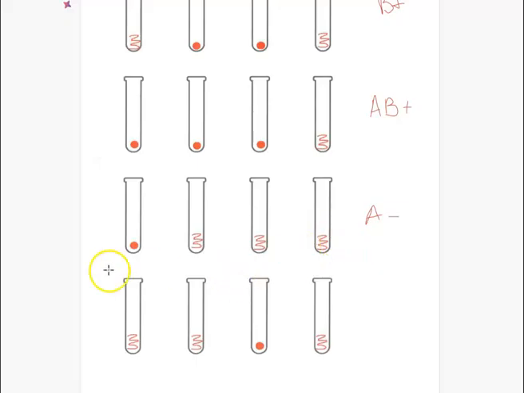Let's scroll down. Remember, this is your anti-A, anti-B, the anti-D, and our control. It looks like we have negative reactions in our anti-A and anti-B. We do have a positive reaction in our anti-D, and of course our control is negative. So if we do not have antigens for A or B on the red blood cells, the patient has to be an O type. And that RH is positive, so this patient would be O positive.